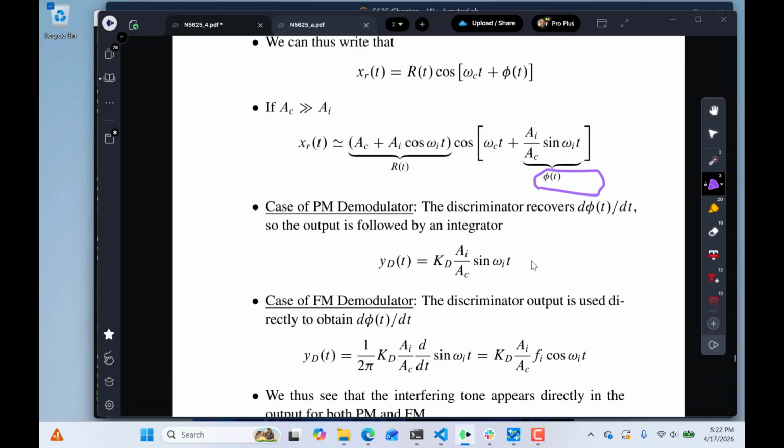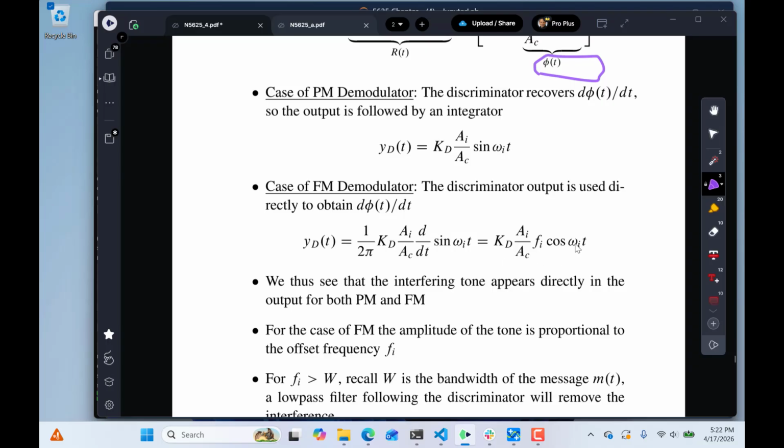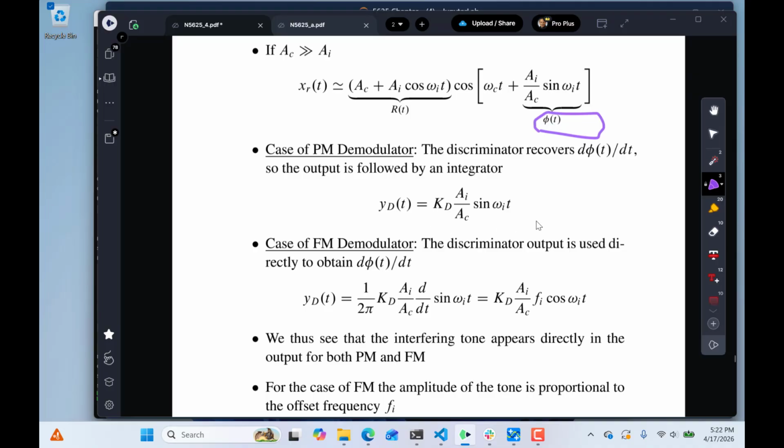So for small values of interference, the interference comes through in the PM case up here and in the FM case down here. But AC is much larger than AI, so this term can be made negligible. There is one interesting side note, though, that I want to make: in the case of the FM, we see this proportionality with the frequency of the interference, and this is the frequency of the interference relative to our signal of interest. So as the jammer gets further away from our signal, the impact of it actually gets larger.